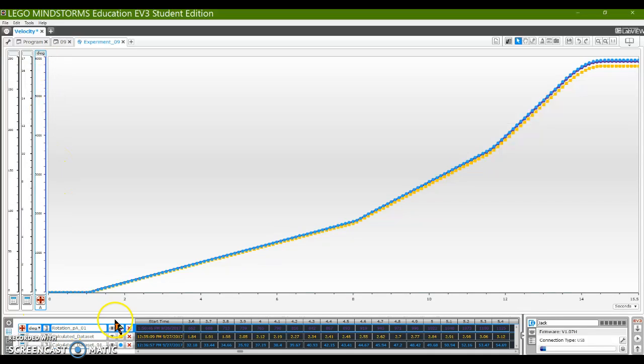I'm going to turn off my other data sets because they're in my way by clicking these little eyeballs down here. So I'm just going to be looking at my blue one. All right, I'll see you in the next video for how to analyze.